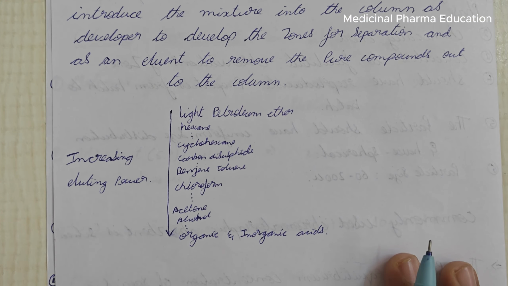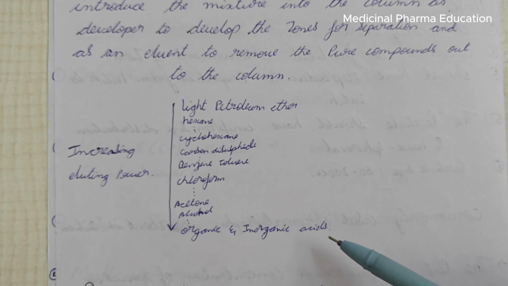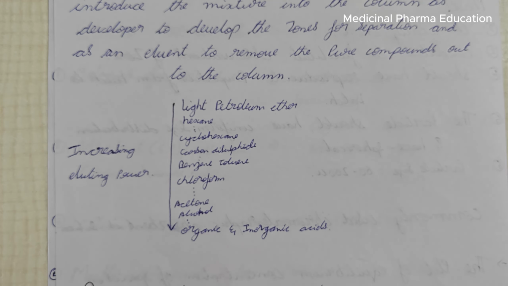Here is the increasing elution property. These are the lighter ones, these are the heavier ones. This is very important. In the next part you will understand why I have written this increasing order. I'll just read out: liquid petroleum, hexane, cyclohexane, carbon disulfide, benzene, toluene, chloroform, acetone, alcohol, organic and inorganic acids. This is the increasing order.